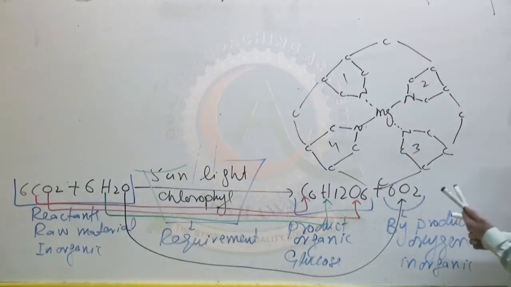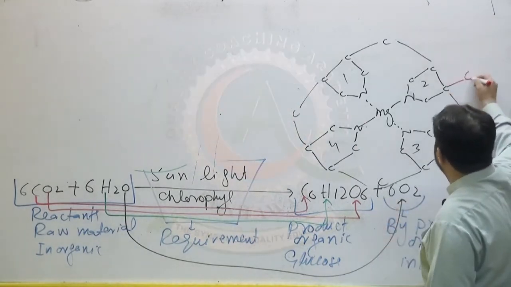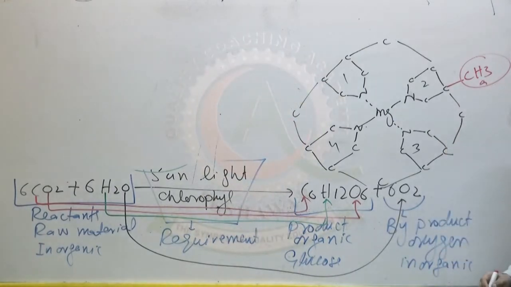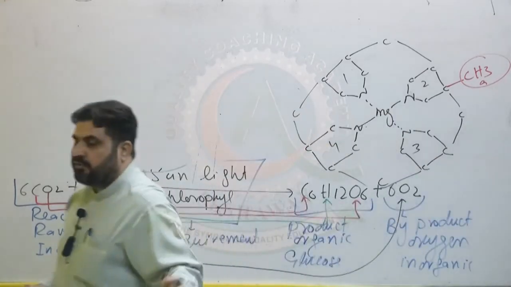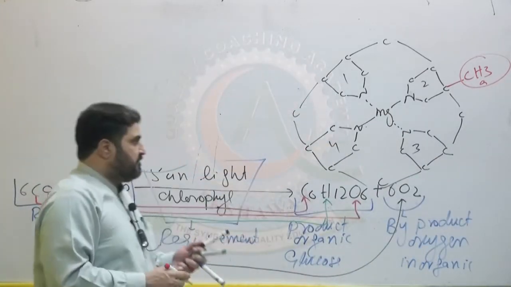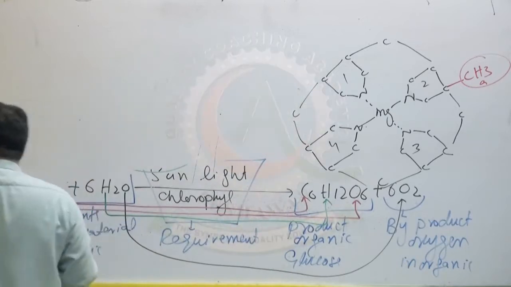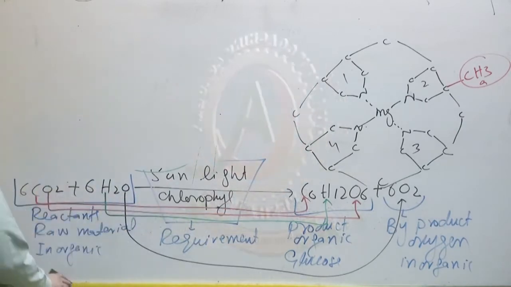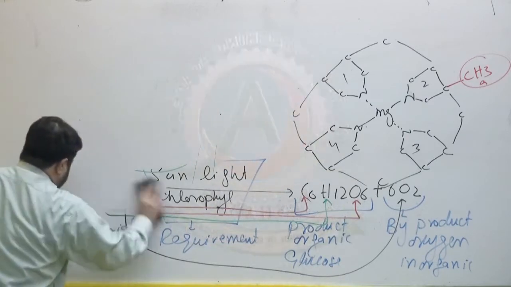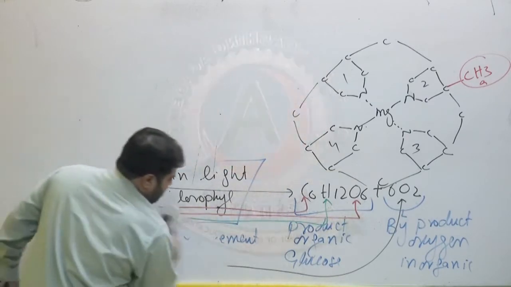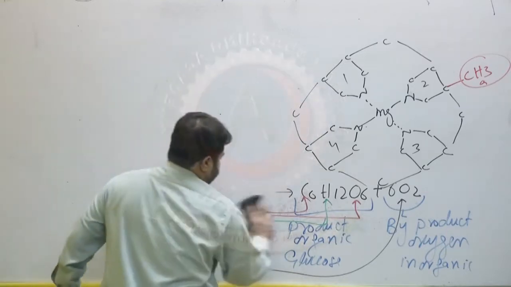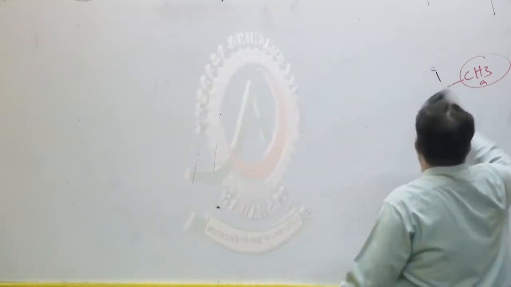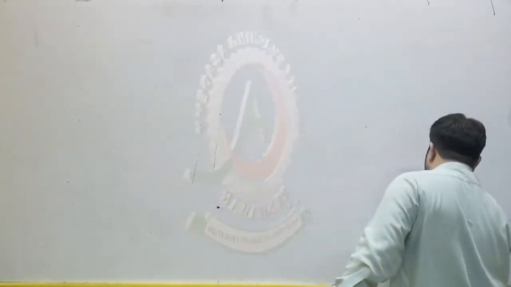Now, on the second pyrrole, on carbon number 3, a methyl group is attached in the case of chlorophyll A, while in the case of chlorophyll B, an aldehyde functional group is attached. So that's the difference between chlorophyll A and chlorophyll B. That's all about the chlorophyll molecule. Now we are going to discuss sunlight. Chlorophyll absorbs light of various wavelengths, so we will discuss the role of sunlight in relation to the wavelengths absorbed by the chlorophyll molecule.